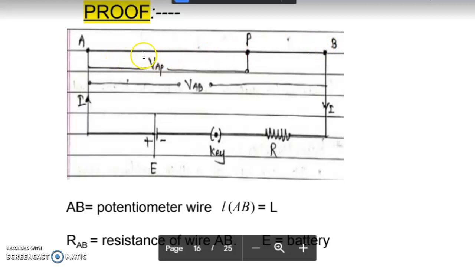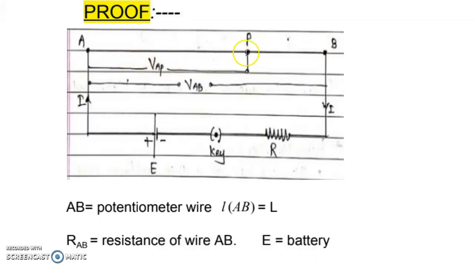If I choose any other point on this wire, say let's say this is point P, the potential difference between A and P is equal to the potential gradient multiplied by its length. That's 0.01 multiplied by the length of this wire AP. That's a very simple idea for us to understand in this potentiometer.